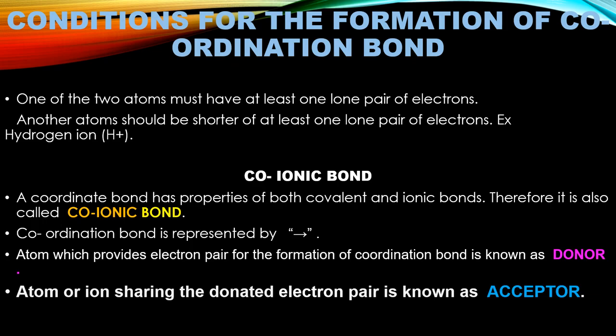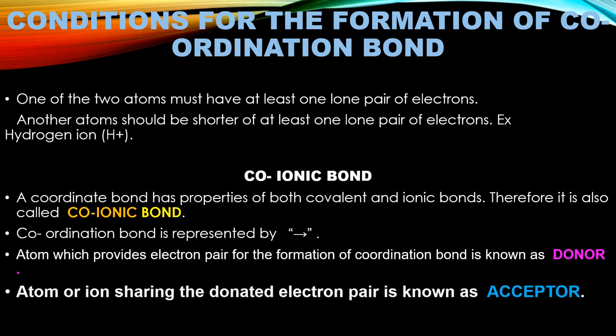Conditions for the formation of coordination bond. One of the two atoms must have at least one lone pair of electrons, because only the lone pair of electrons is shared. That's why at least one atom needs a pair of electrons. Another atom should be short of at least one lone pair of electrons. Here they have given an example, hydrogen ion. That means one has a lone pair of electrons, and the other has none. So this is the condition for the formation of coordination bond.